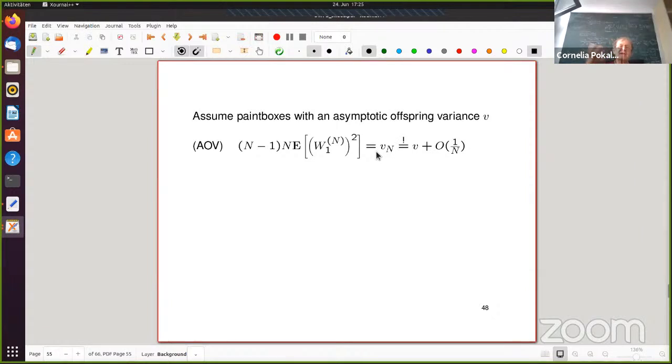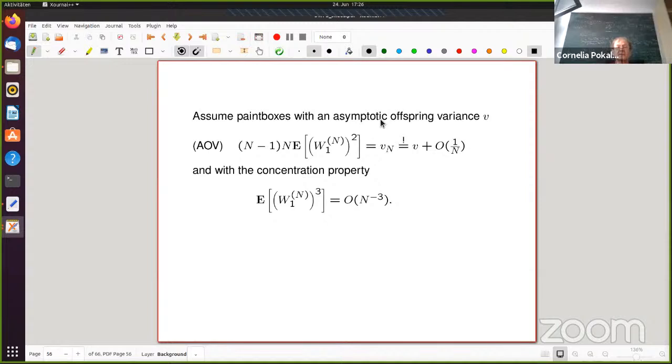But now, what about the hard result? Or the hard message, not just soft explanations. Assume paintboxes with an asymptotic offspring variance V. This is, as Cornelia explained before, the asymptotics of n squared times the expectation of the second moment of the weights. Assume that this converges as n tends to infinity to some v. We have to require this, because otherwise the weights can differ from n to n' as n increases. These weights can differ, other than in the Dirichlet type case, where they are all governed by the same Y_i's.